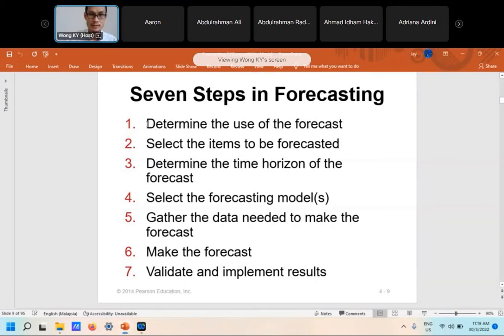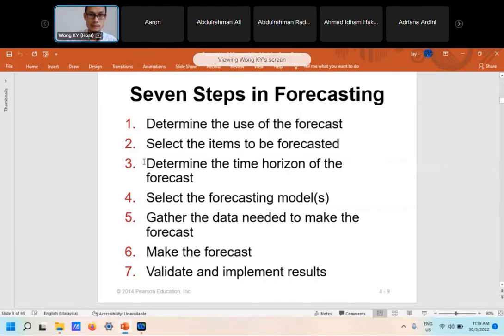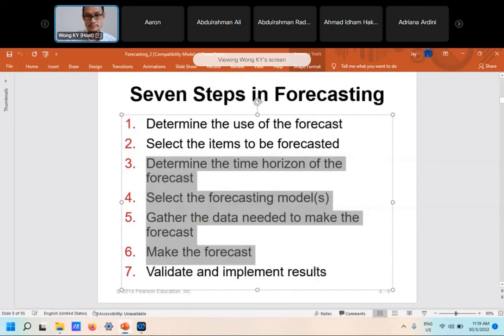Now, the first two steps, actually, you don't have to do it. Determine the use of the forecast, select the items to be forecasted. I already explained this. The items to be forecasted are actually the customer demand. So the steps that you have to know are from step 3 until step 7, where you have to determine the time horizon of the forecast, and then select the forecasting models that you want to use. Later, I will go into more detail about the different types of models that you can use.